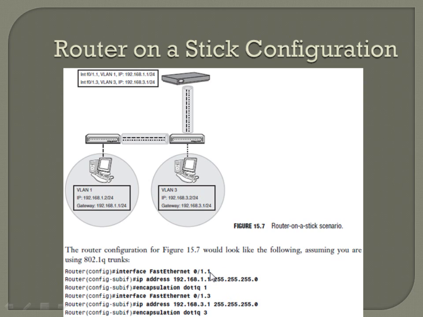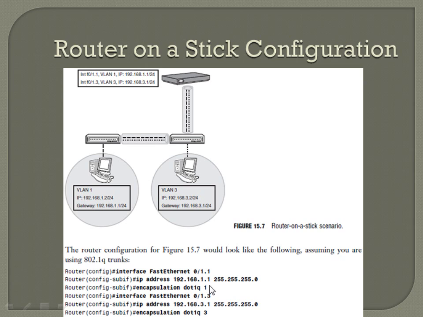Encapsulation dot1Q 1, the 1 specifying the VLAN number again. Then you can jump down into interface configuration mode for 0/1.3 to correspond to VLAN 3. The .1 and the .3 on the actual subinterface name do not identify the VLAN. That's what you've got to have, this encapsulation dot1Q and then whatever the VLAN number is. But it's a good practice to keep those as the same number, that way it's not super confusing if you're looking at the router configuration trying to figure out what goes where.